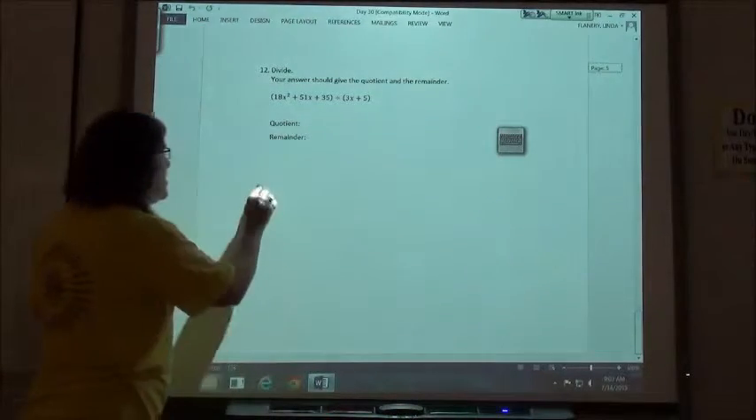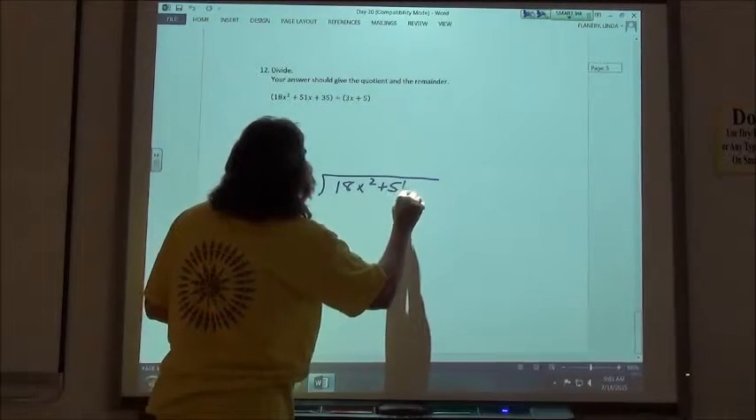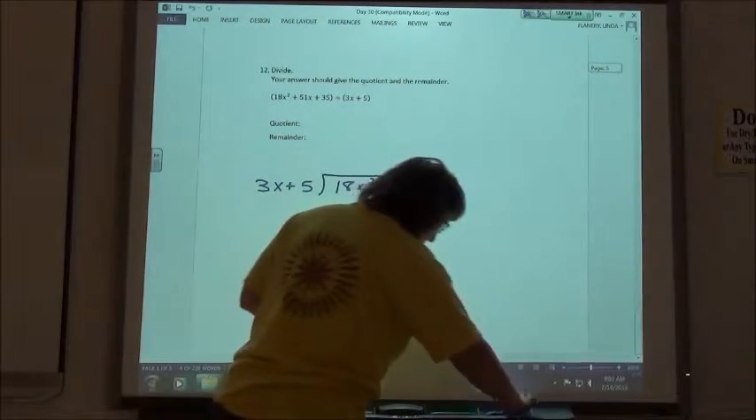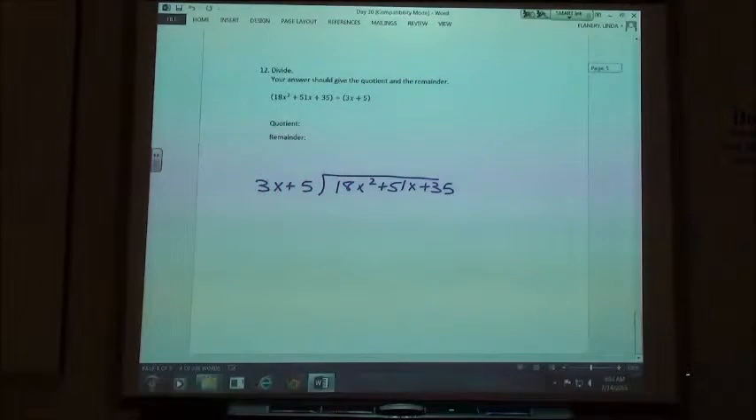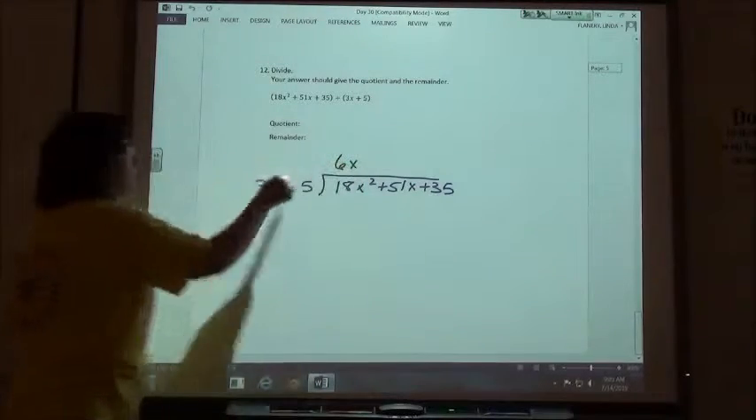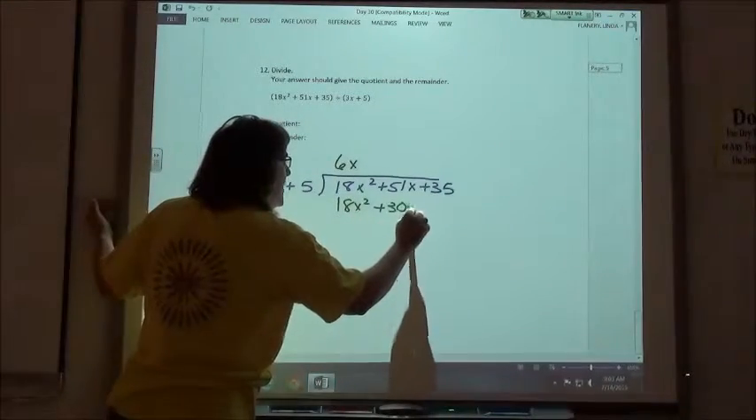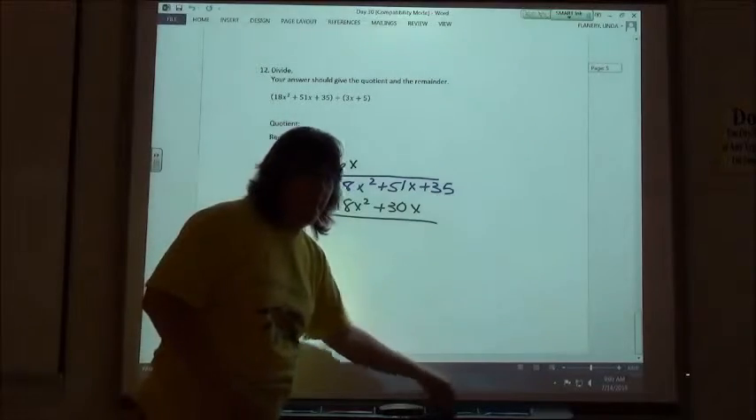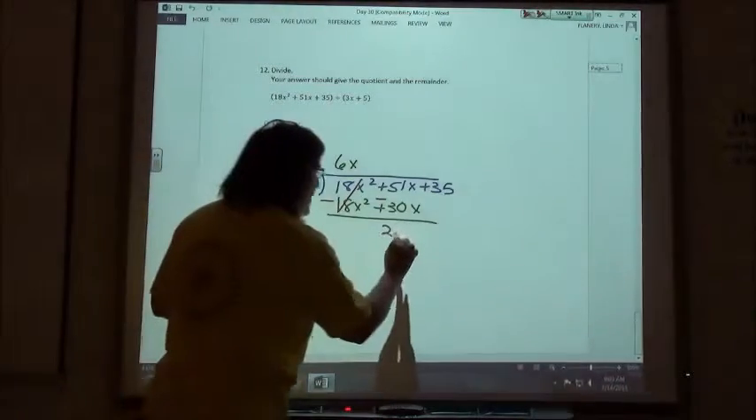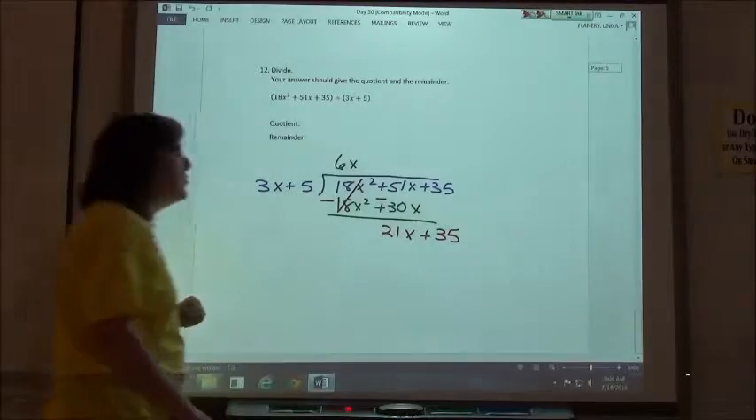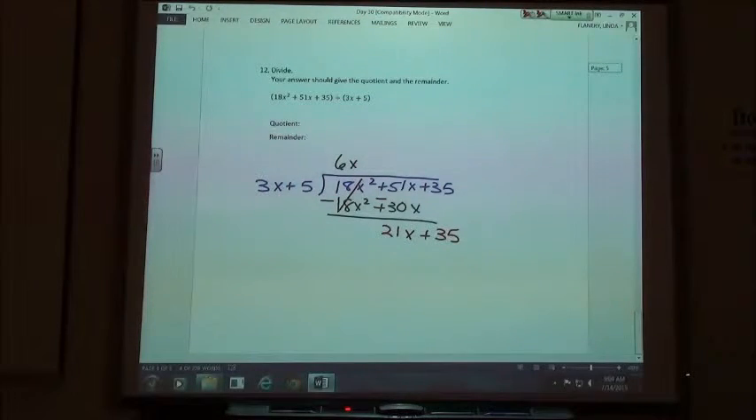And the last one on this page, 3x plus 5 and 18x squared plus 51x plus 35. So what times 3x would give me 18x squared? 6x. So if I multiply by the 6x, I would get 18x squared plus 30x. Then I have to subtract, so I'm going to bring down 21x plus 35. By the way, Alex is really nice. It's not going to give you anything that doesn't divide evenly. So if you're getting some weird thing, go back and check your work.